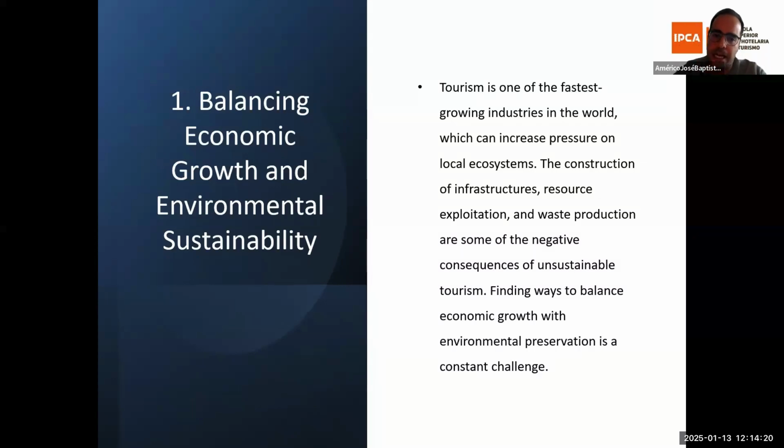In my opinion, and the specialist's opinion, tourism is one of the fastest growing industries in the world, which can increase pressure on local ecosystems. The construction of infrastructures, resource exploitation, and waste production are some of the negative consequences of unsustainable tourism. Finding ways to balance economic growth with environmental preservation is a constant challenge.